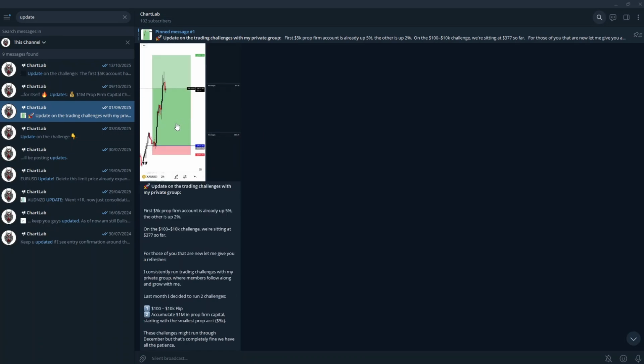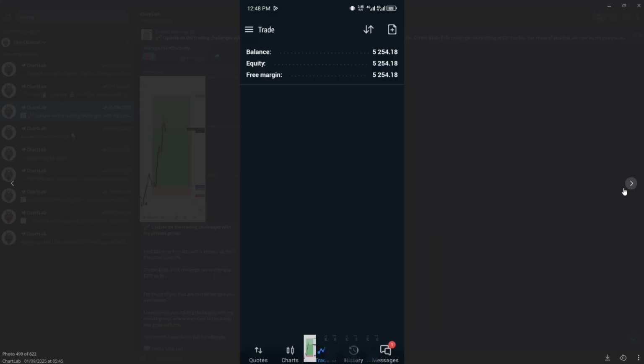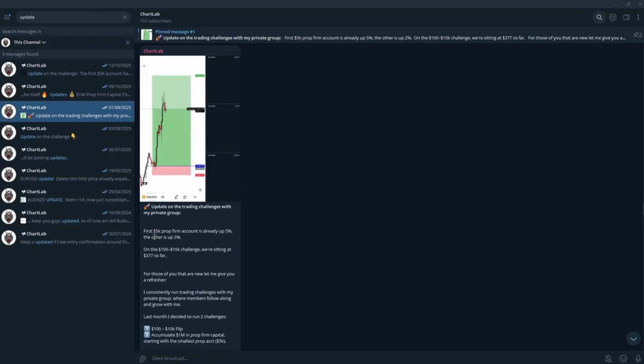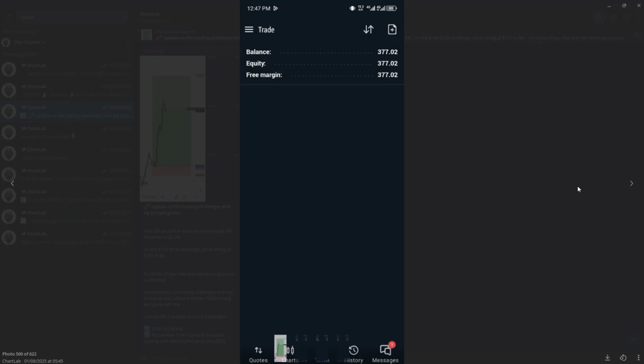And as you can see, this is the update on the challenge. This one update was posted in September, right? And you can see I told you guys that we have passed the first. We started with the smallest profile possible, so everybody can follow along. We started with a 5K profile, and we're going to use the 5K to keep on making withdrawals and scaling up. So we started with the first 5K, and as you can see, we passed the first 5K, and this is the account we are flipping.